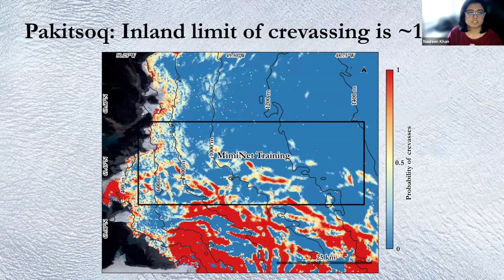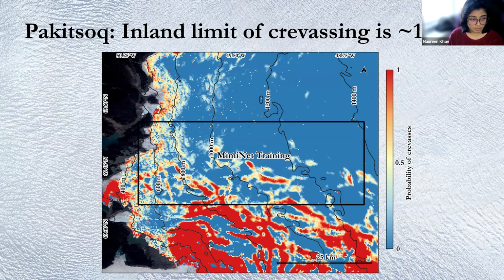All right. So here is the output for Pakitsoq from the regression. Over here, the blues are indicating 0% probability of crevasses, and one is saying there's 100% probability of crevasse fields being present. And then there's this box that shows the initial deep learning model training for Pakitsoq. Anything beyond that is the prediction from the logistic regression. And our limit is saying it's about 1,350 meters of elevation in Pakitsoq.